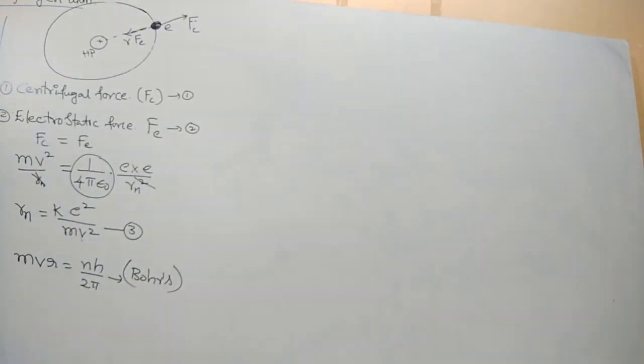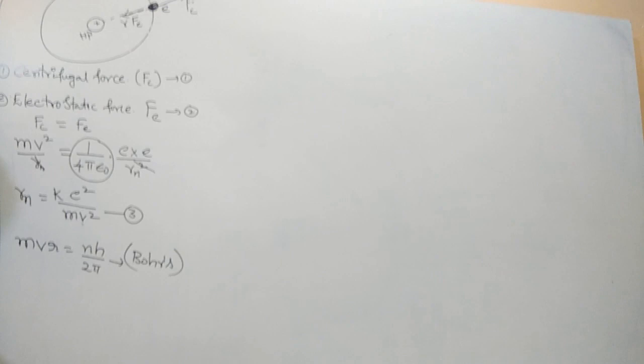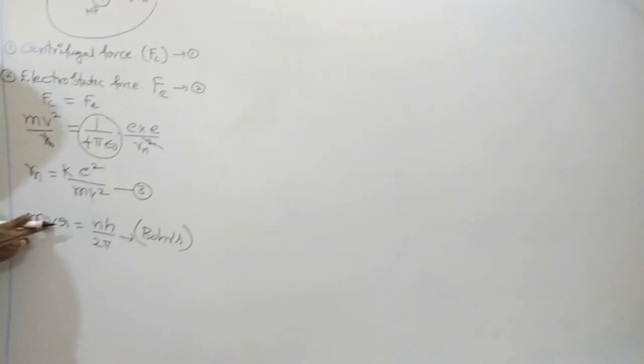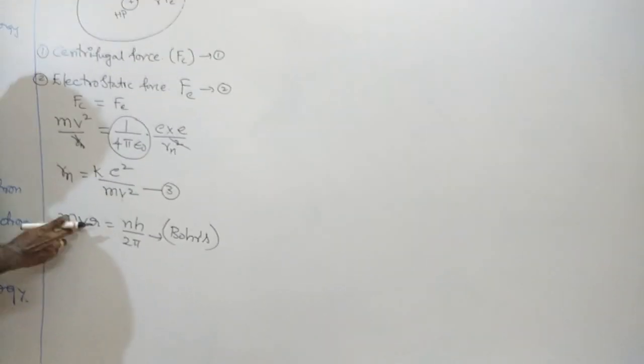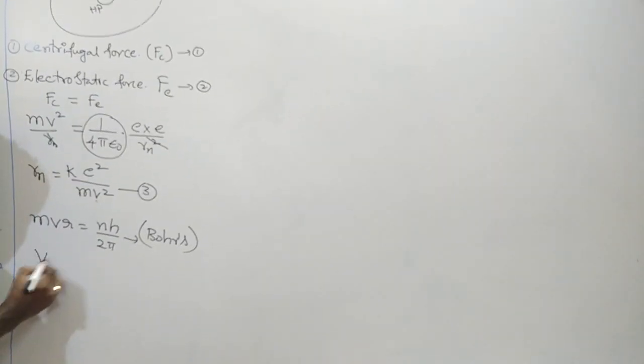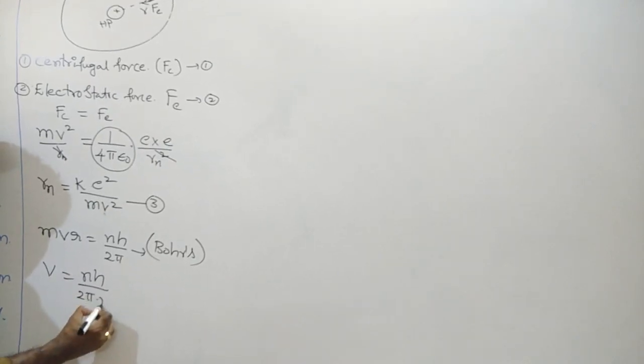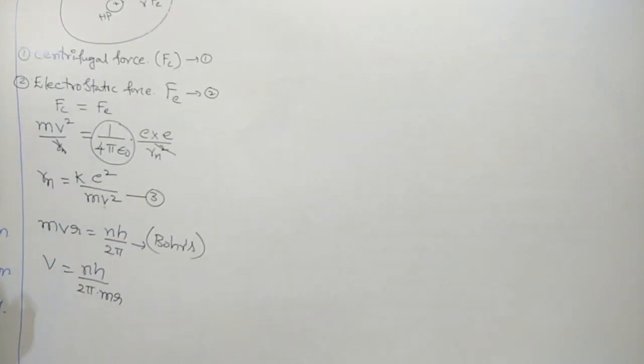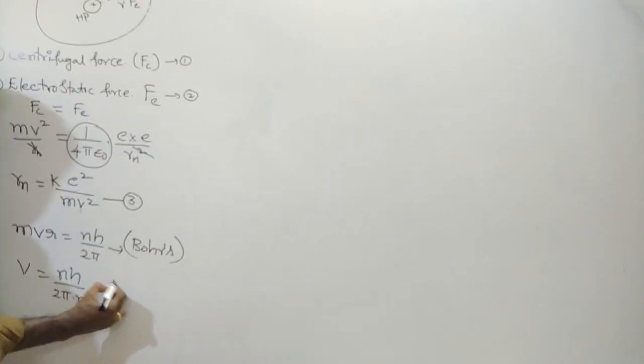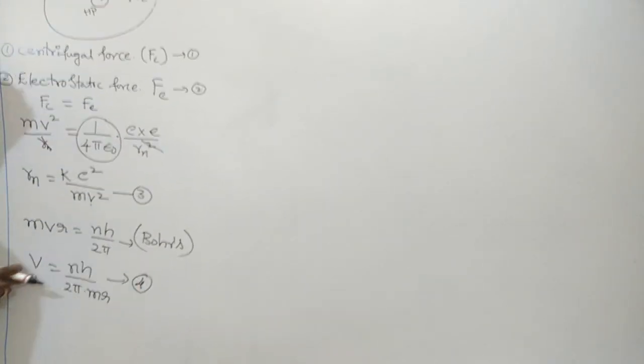According to Bohr's theory, Bohr's third point we are taking. Here we are eliminating the V value. V is equal to nh by 2 pi m r. See, this is in the fourth equation, we are taking that V value.